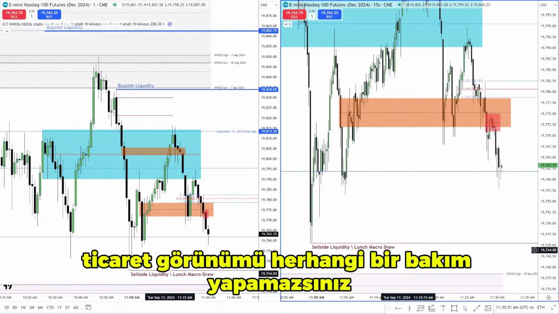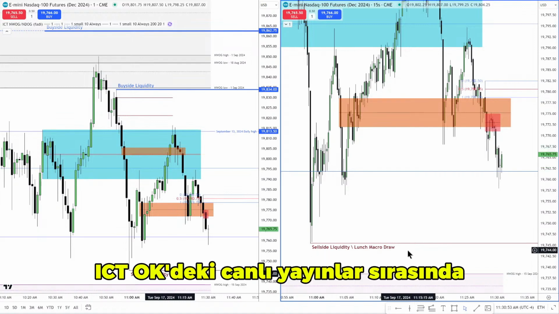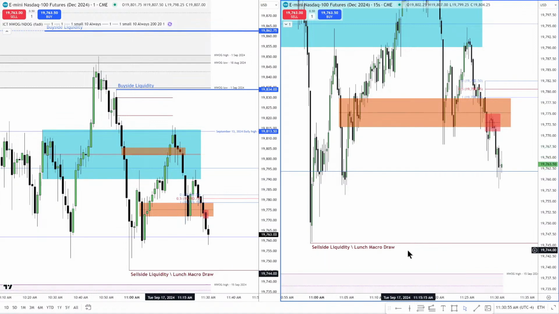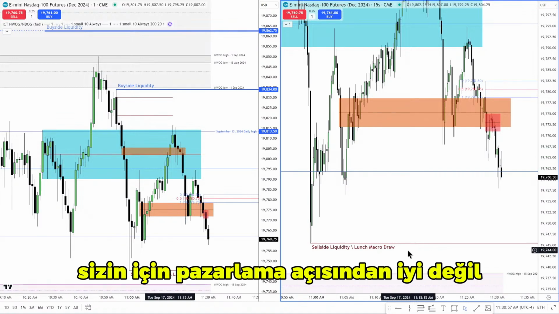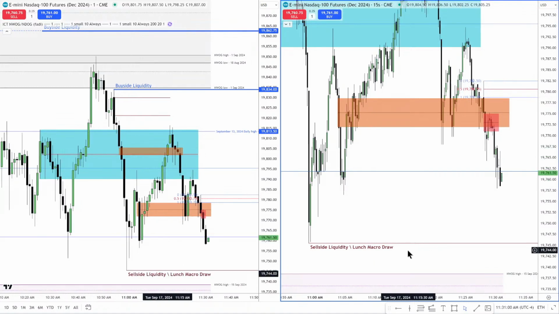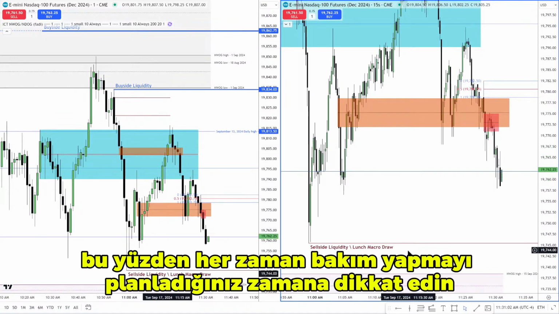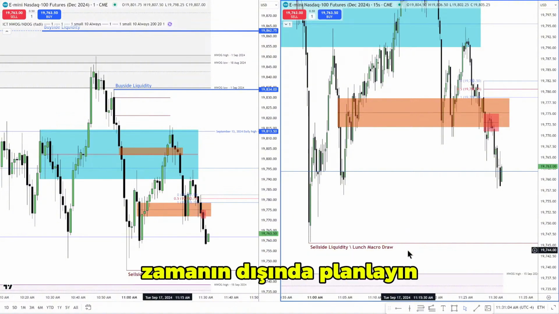TradingView, you cannot do any maintenance during live streams to ICT. Okay, it's not good for marketing for you. It's not good. So always see what time you plan on doing maintenance. Schedule it outside the times I'm going to be live streaming.